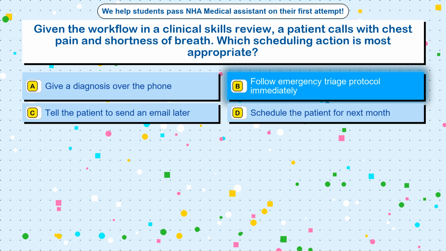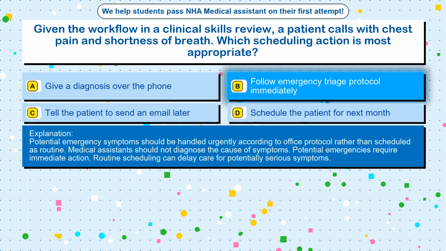Follow emergency triage protocol immediately. Potential emergency symptoms should be handled urgently according to office protocol rather than scheduled as routine. Medical assistants should not diagnose the cause of symptoms. Potential emergencies require immediate action. Routine scheduling can delay care for potentially serious symptoms.